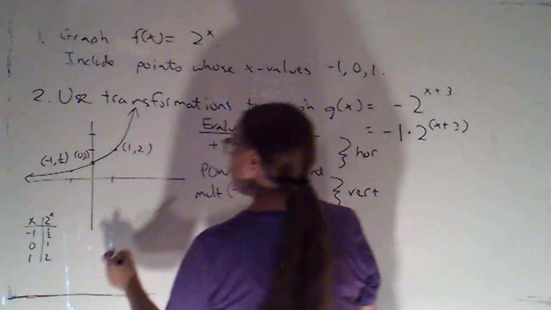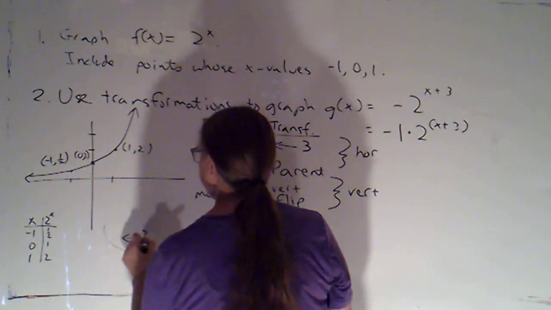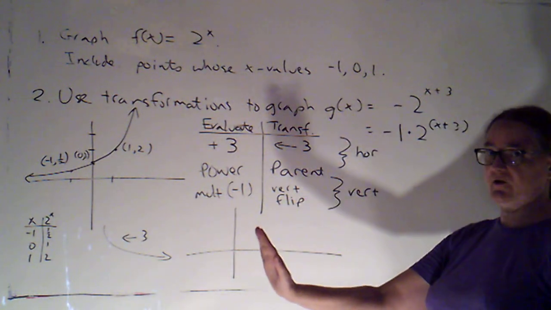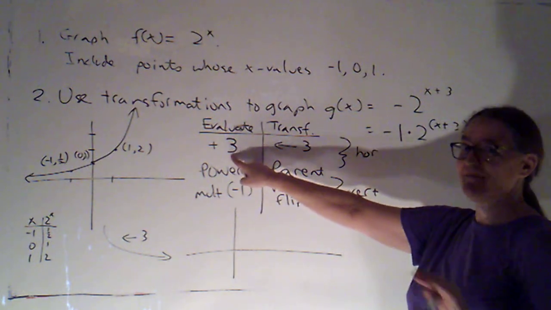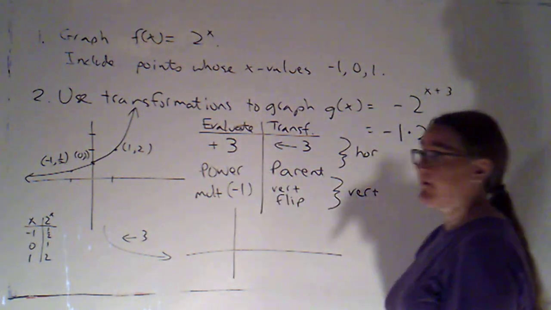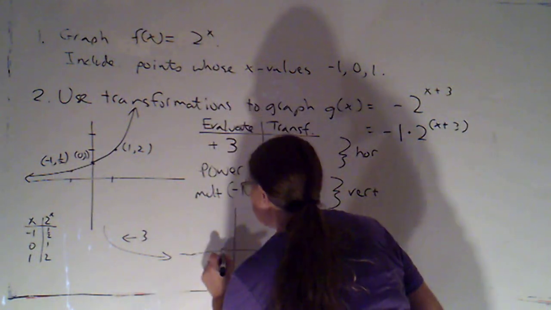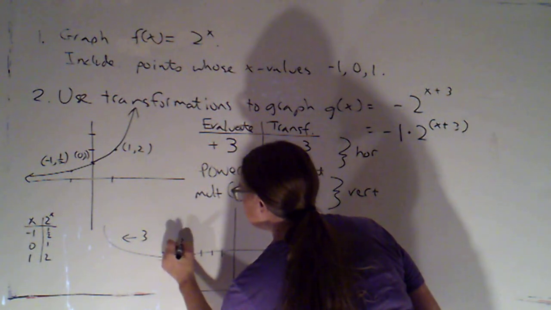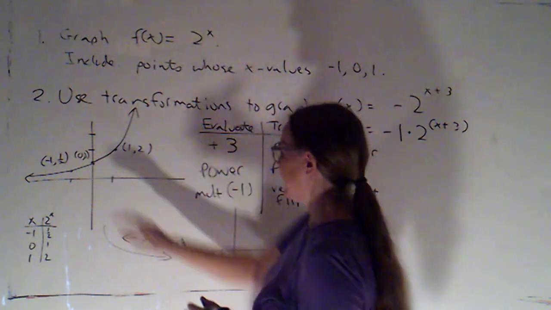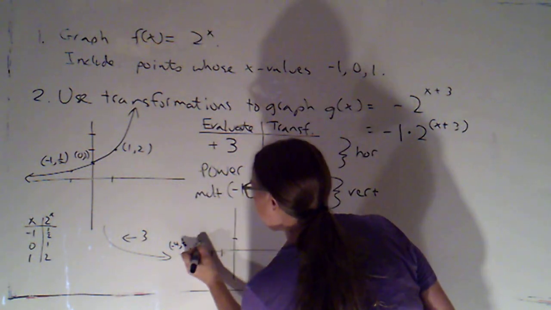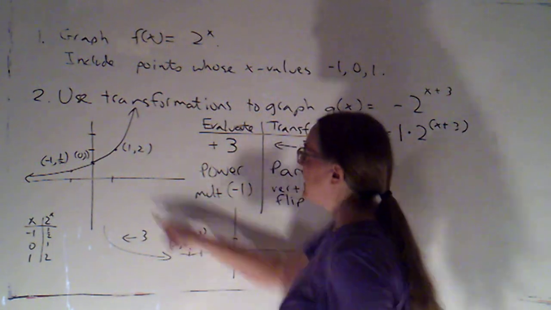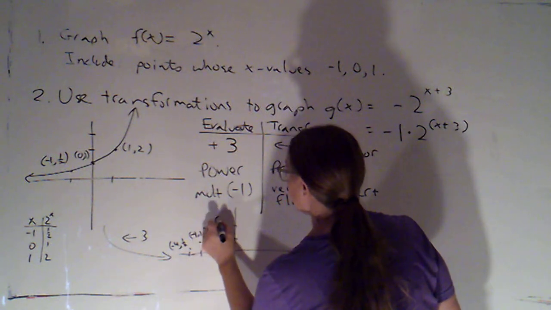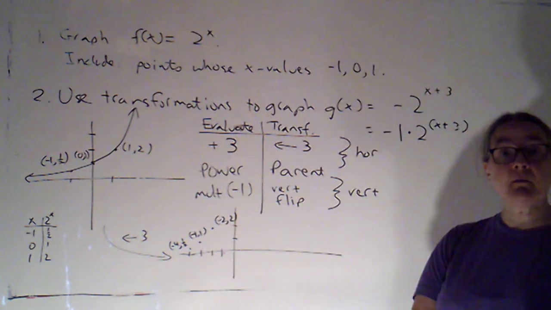So if I'm moving things 3 to the left, that's going to be a horizontal change, so that's affecting my x values. So I'm going to do the opposite of this. I'm going to subtract 3 from each of my x values. So this point is going to get moved to -4, 1/2. This point is going to get moved to -3, 1. And this point is going to get moved to -2, 2. Okay, so those are my points.